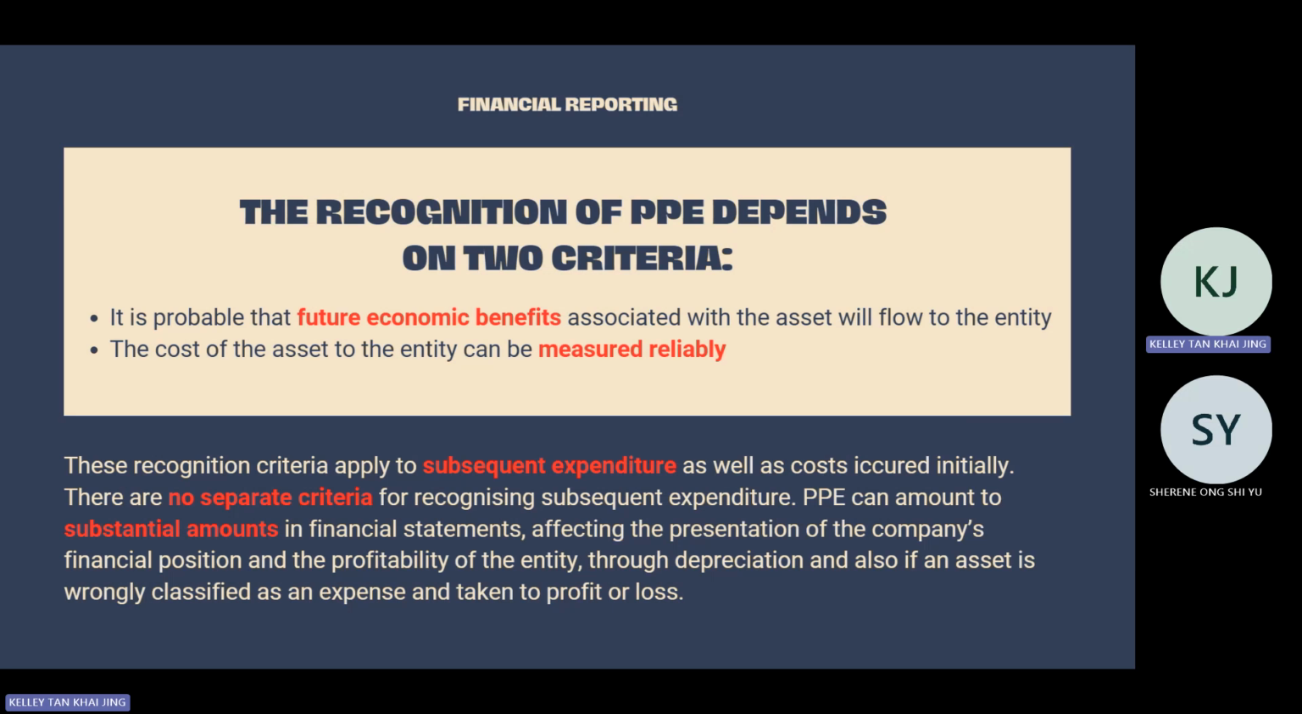PPE can amount to substantial amounts in financial statements, affecting the presentation of the company's financial position and the profitability of the entity through depreciation, and also if an asset is wrongly classified as an expense and taken to profit or loss.